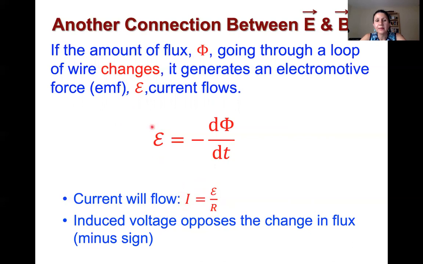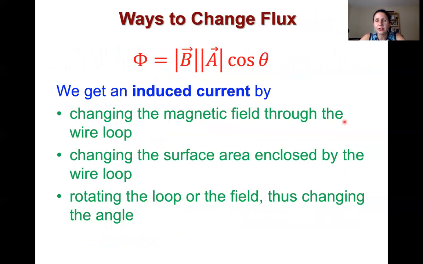Basically this EMF is given by this equation, which is the rate of change of your flux. The faster it's changing, the larger will be the voltage, the more current will flow. Now this minus sign is important too, because it tells us that the induced voltage opposes that change in flux. So it's in the opposite direction of the change in flux. That's what it is mathematically, but as we will see shortly, there is a different way we're going to figure out that direction.